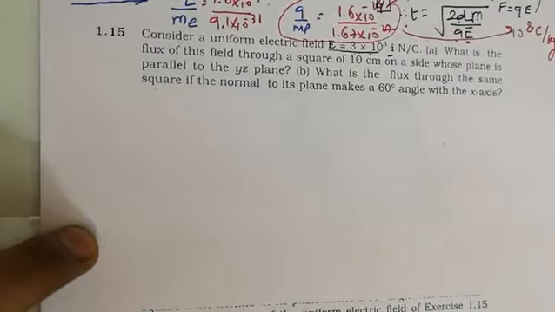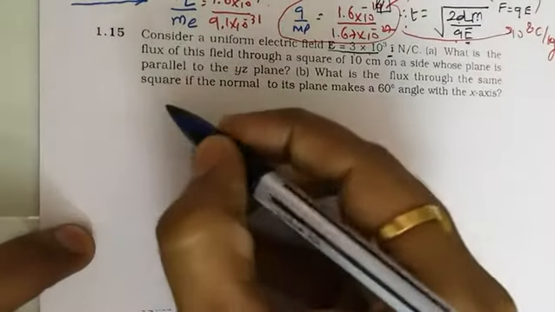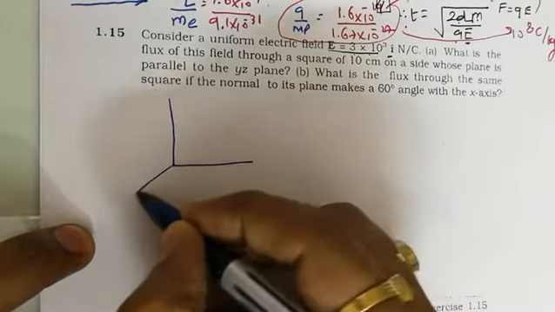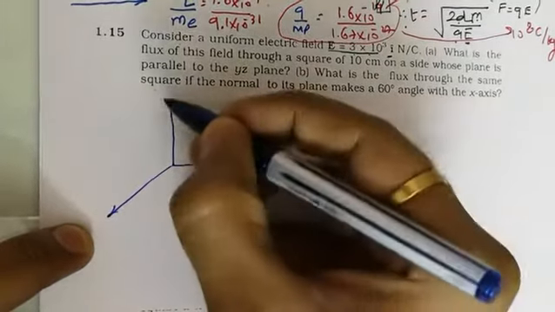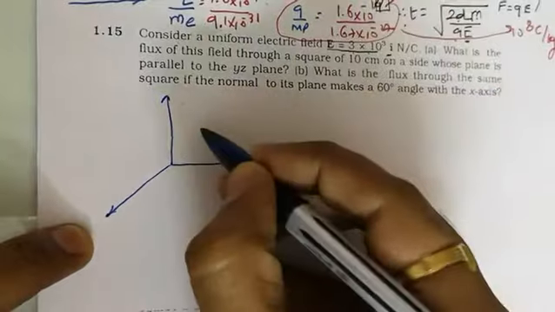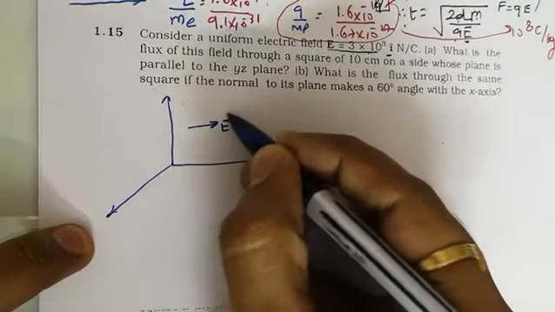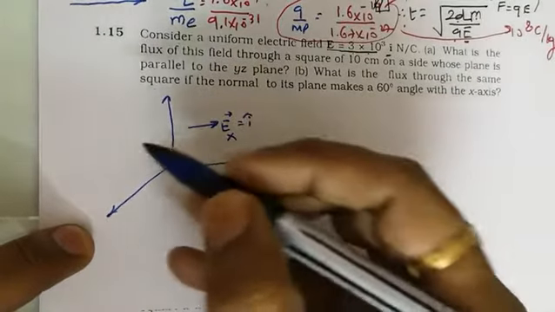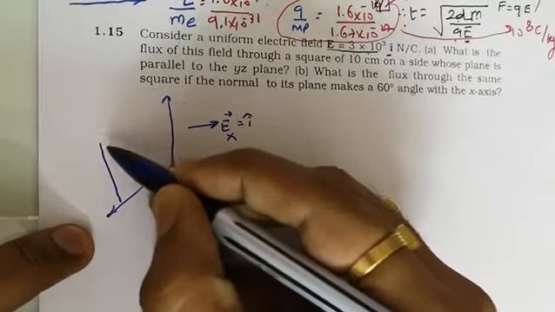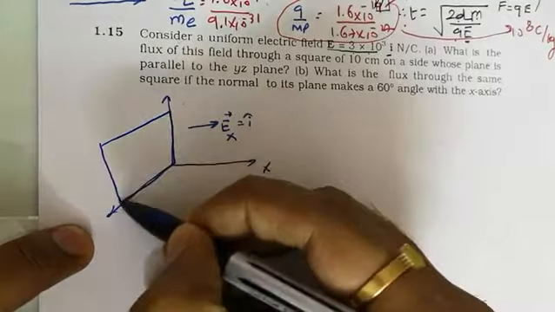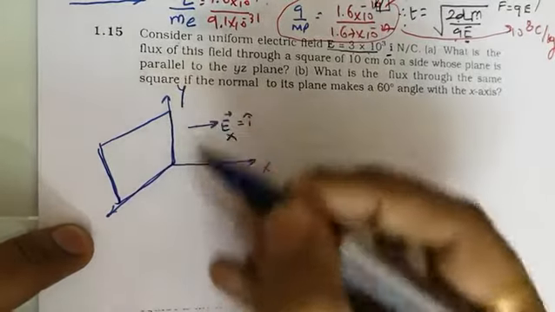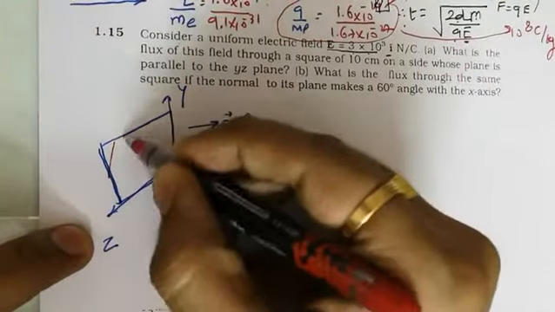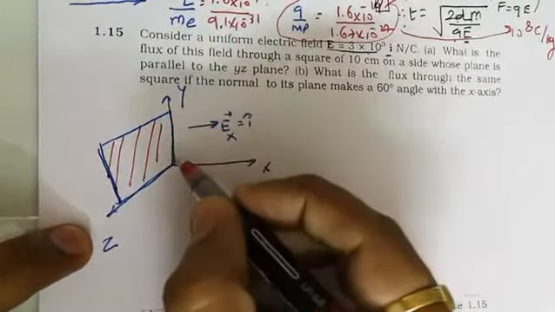If we draw this figure, then it will be quite clear for us to find the flux for it. Let's say this is the x axis. It is the direction of the electric field because it is mentioned as i cap. I can mention it as E of x, and our plane is in the y and z direction. So this is y and this is z, and the plane is also parallel to it.